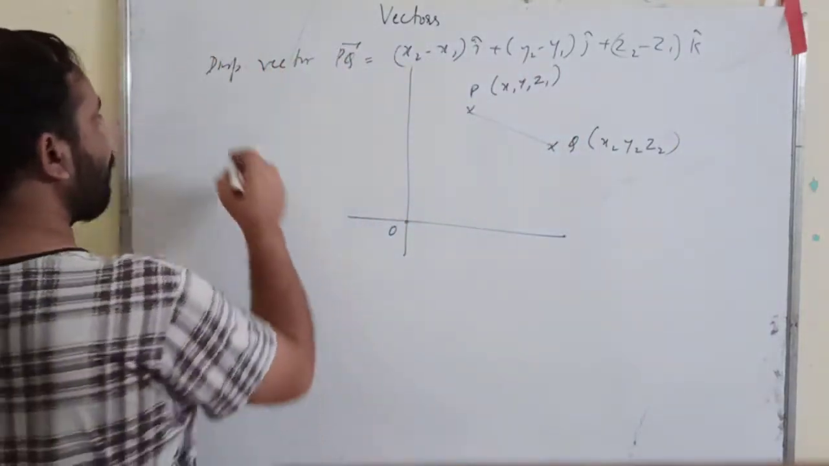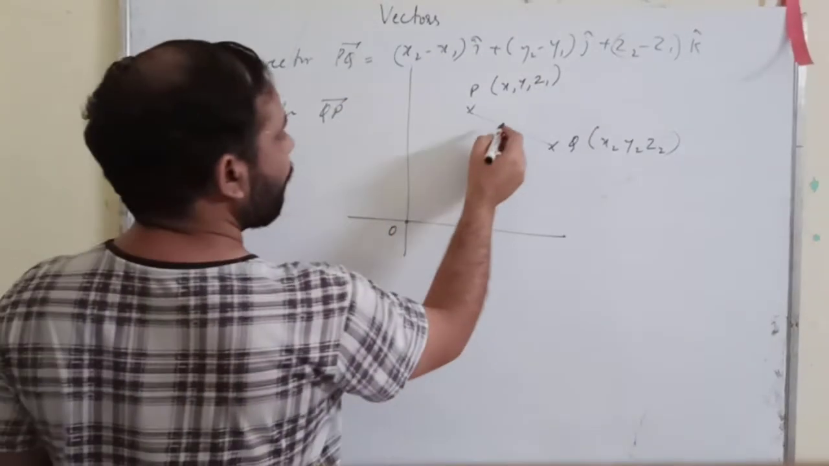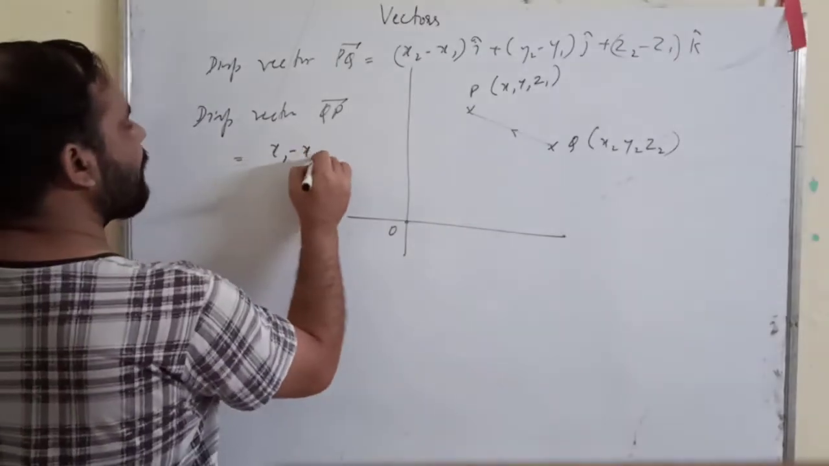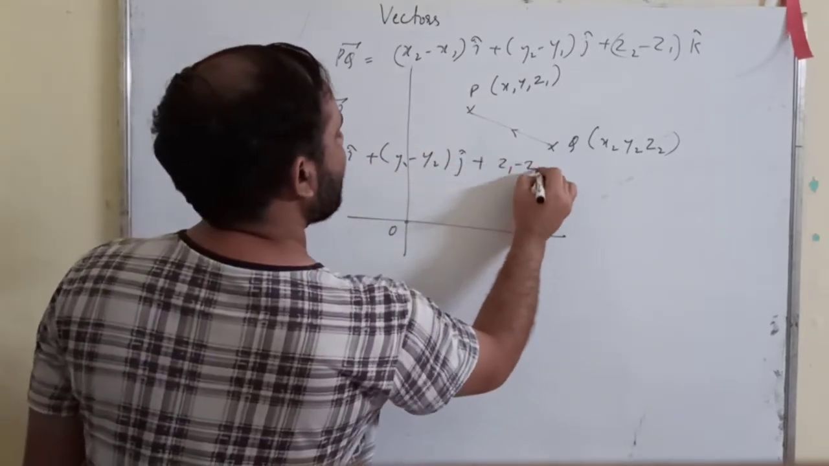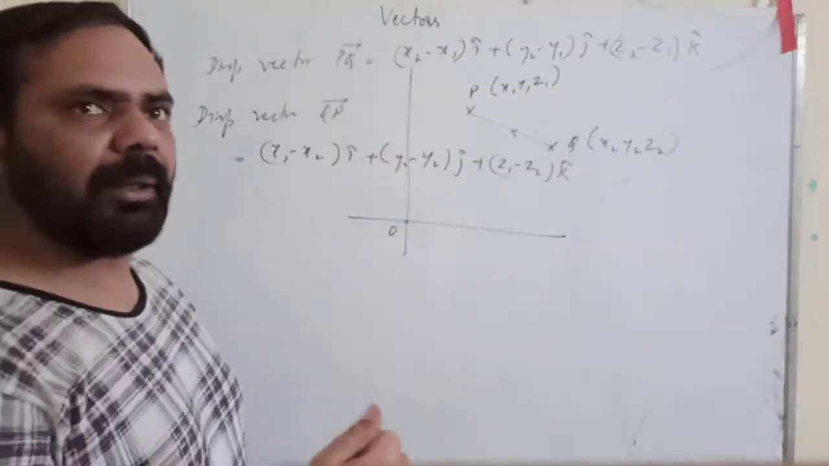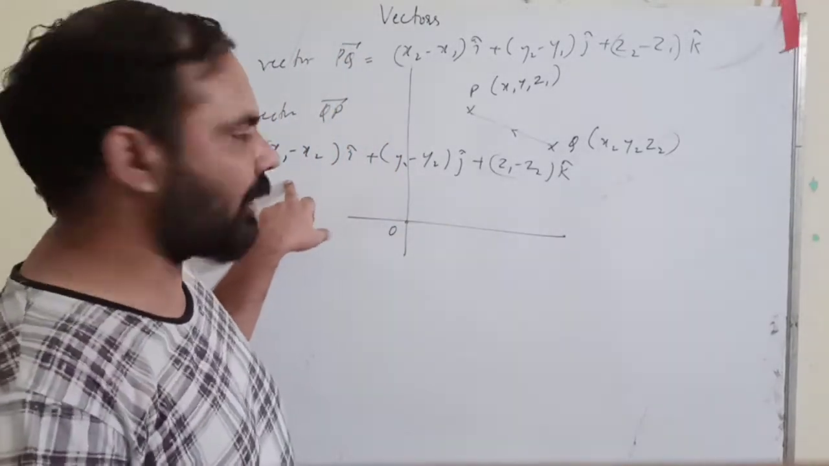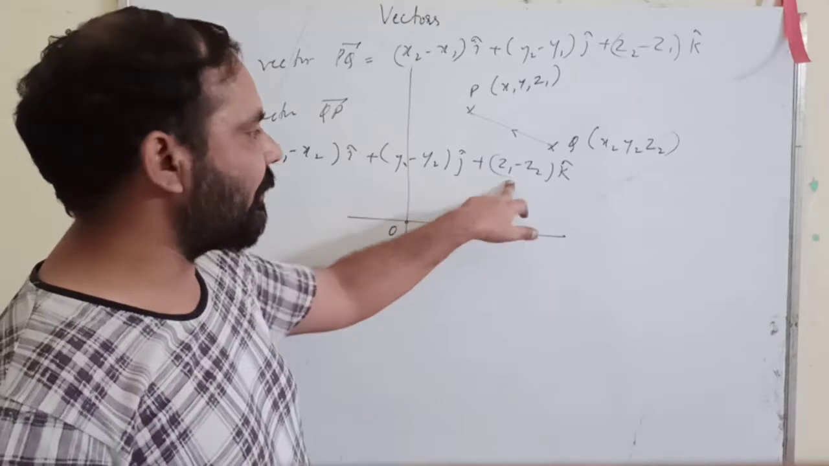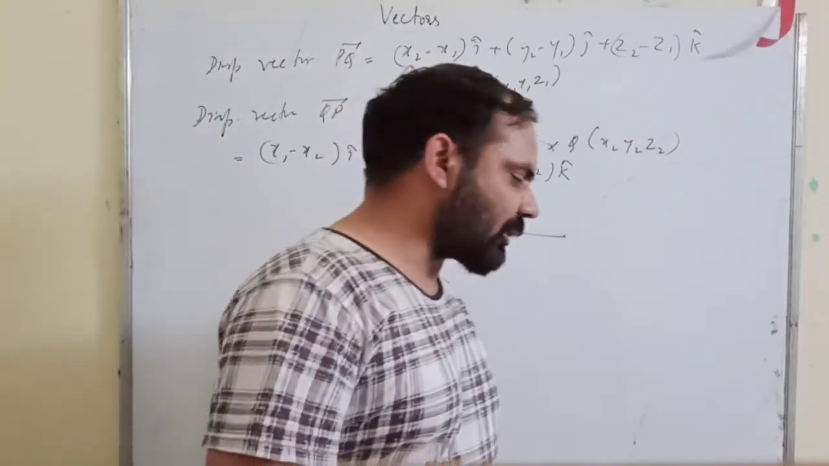And suppose I ask you what is the displacement vector QP? Now QP vector will have this direction. So what will be your expression? x1 minus x2 i cap, yes, correct. (x1 minus x2) i cap plus (y1 minus y2) j cap plus (z1 minus z2) k cap. So I think you can understand now that it is the final point's coordinates minus the initial point's coordinates, and along with the difference of x you put i cap, with the difference of y you put j cap, with the difference of z you put k cap. This way we write the displacement and the position vector.